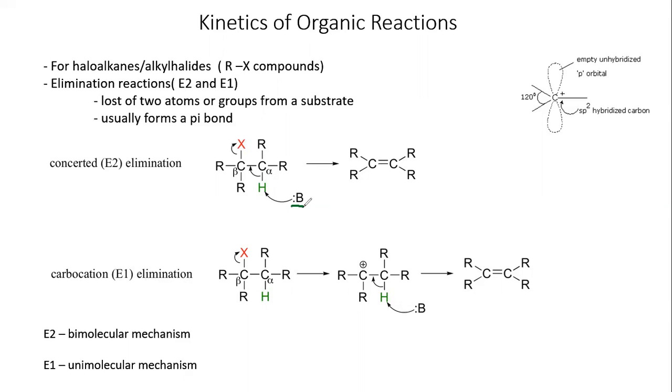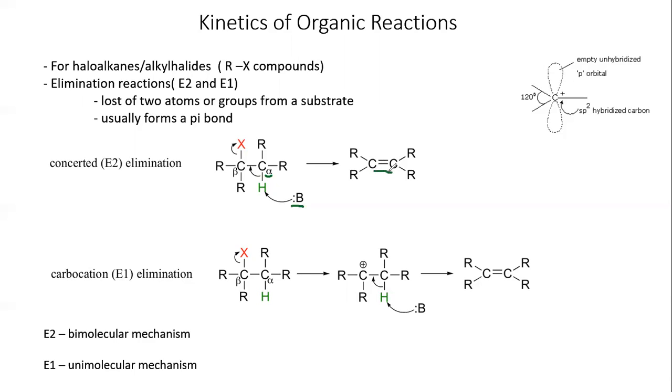And so what a base does is it attacks a hydrogen on a carbon that's adjacent to the carbon with the halide. Typically, this is referred to as the alpha carbon. So the base attacks a hydrogen on the alpha carbon, rips that hydrogen off, and then the lone pair of electrons goes between the two carbons to form a pi bond, and the halide leaves. And so what we form is a double bond.